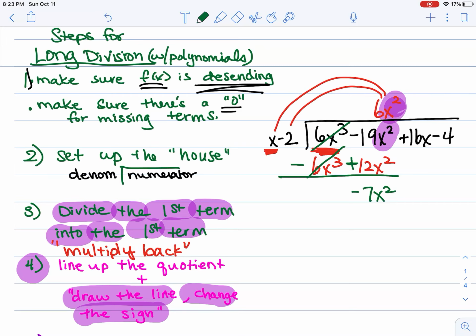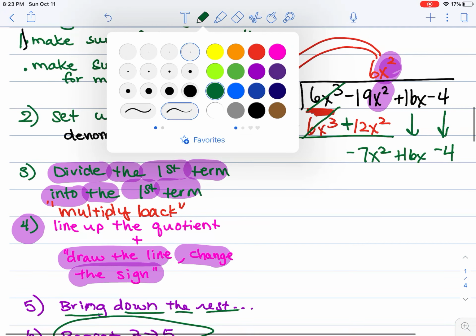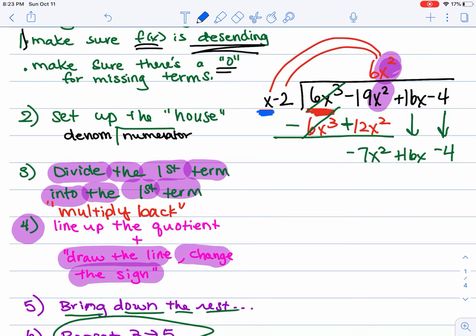And now we're going to, step 5, bring down the rest. So we bring down the 16x and we bring down the minus 4. And now we're going to repeat our steps again. So in blue, I'm going to go first term into the first term. I know negative 7x squared divided by x is negative 7x. And now we multiply back. Negative 7x times x is negative 7x squared. Negative 7x times negative 2 is positive 14x.